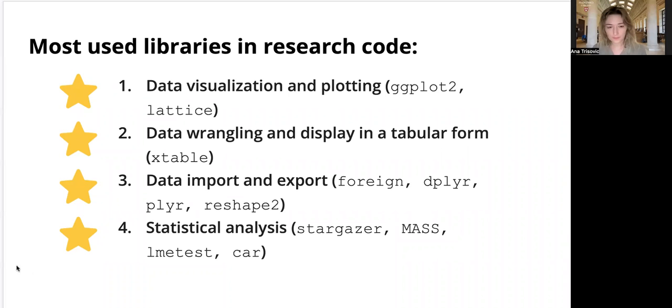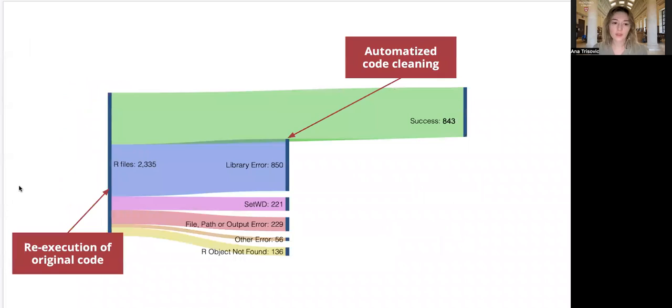All right. So next we will see the success rate of re-executing this code. What happens if we try to run an R script? What is the success rate? The experiment, or the large-scale analysis, is conducted in the following way. First, we re-execute the original code. These are the 2,300 R files.